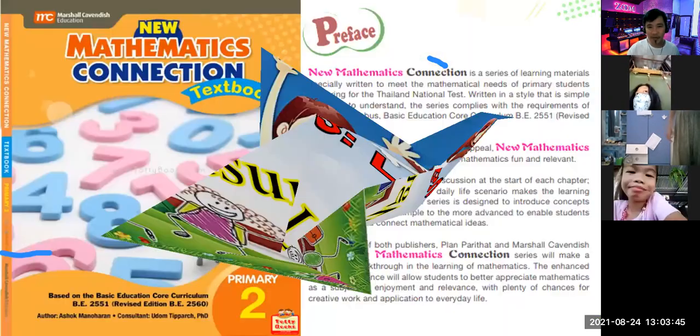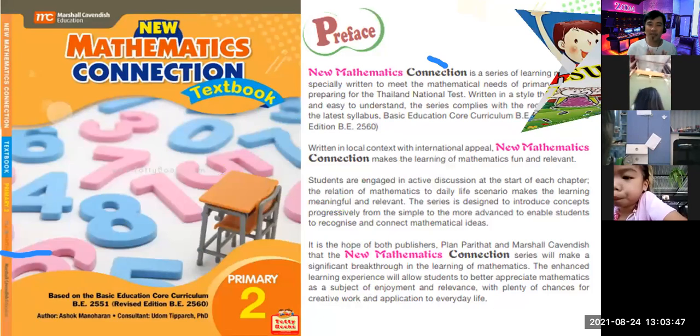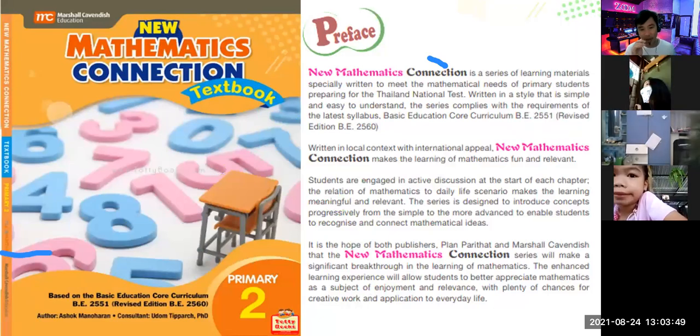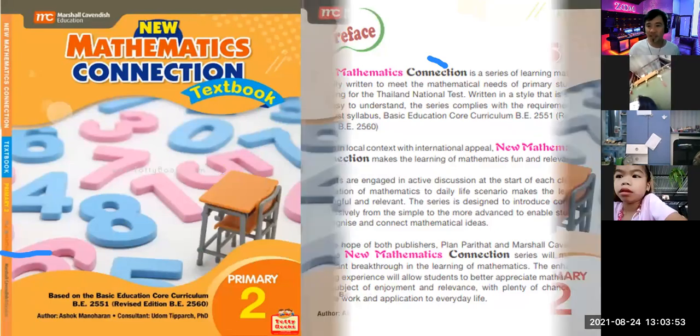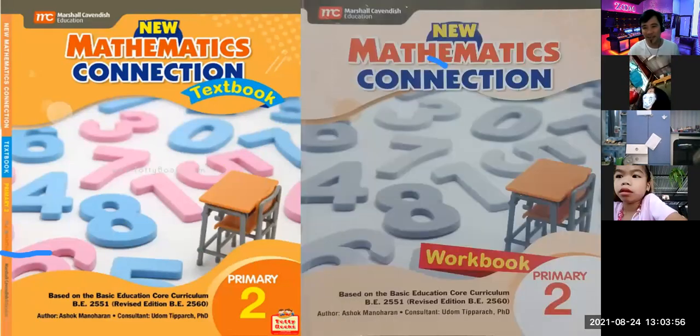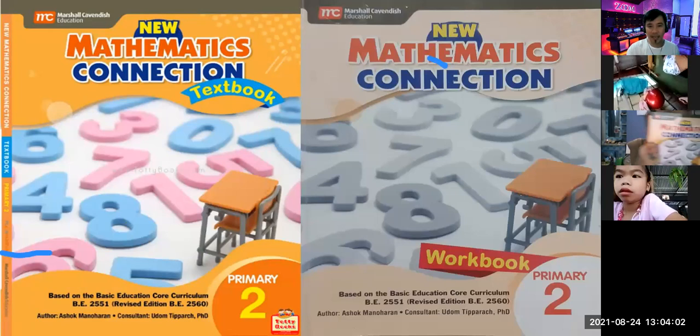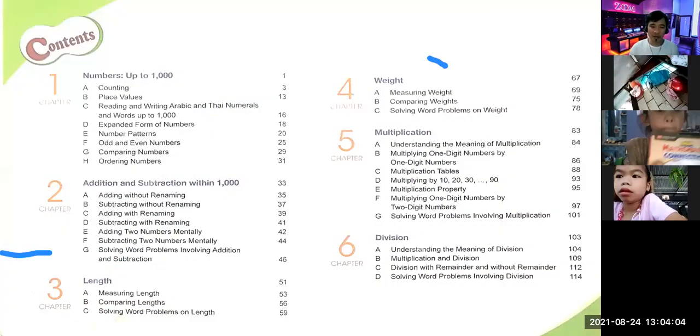Okay, so this is the book that we are using. I have the textbook with me here, primary 2. And this is the workbook that you have there in your hand, right? So Teacher Gwapo is using 2 books, the textbook and the workbook. And this is the content of your book.